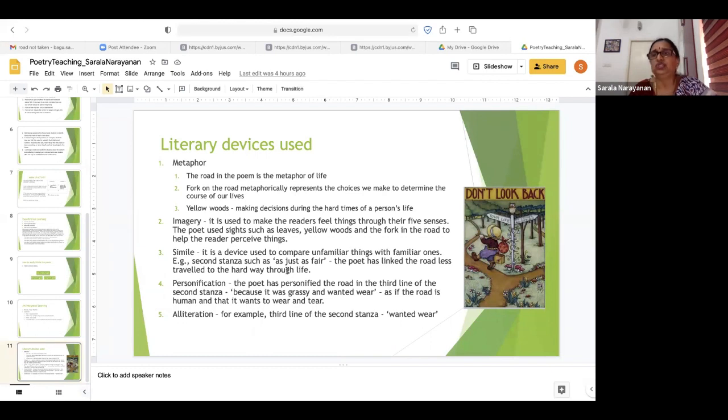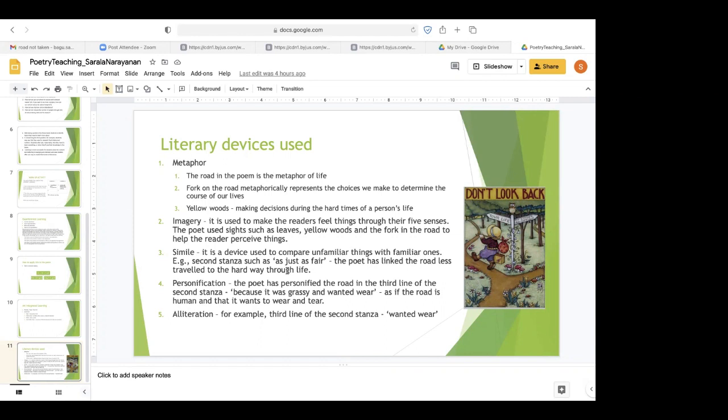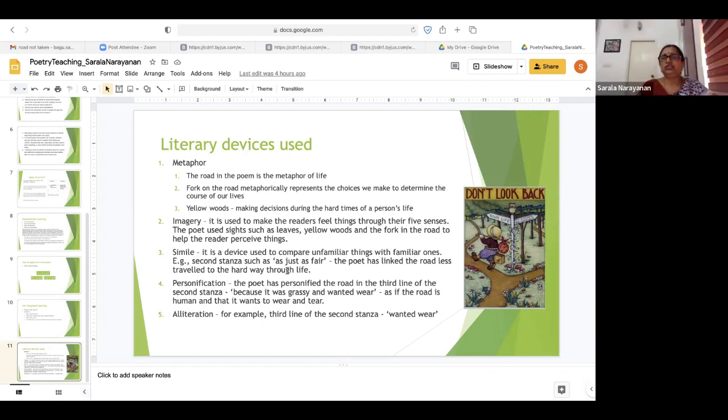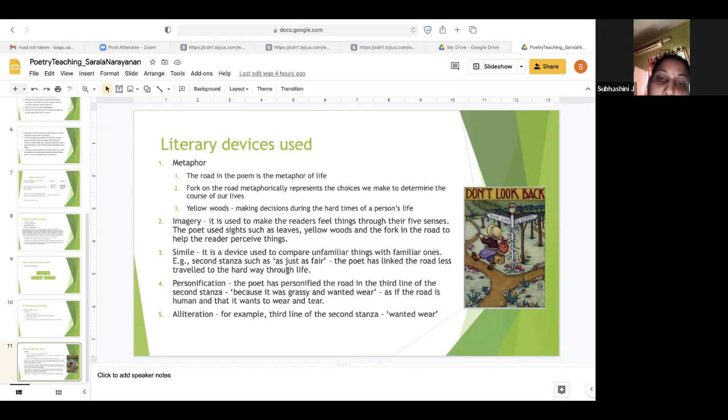Personification is also used here. How? See, non-living things are given the characteristics of a human being. That is called personification. See here, what is it? The grassy and wanted wear. Here, wanted wear means, is it necessary that the leaves or the road have to have wear and tear like human beings? No, used, ma'am. Used only.